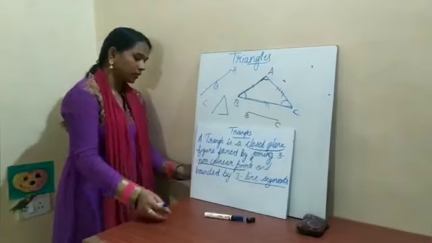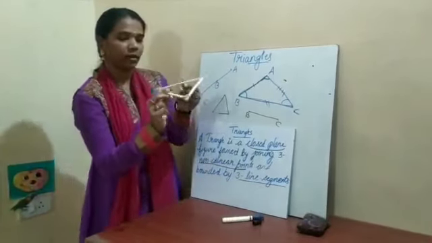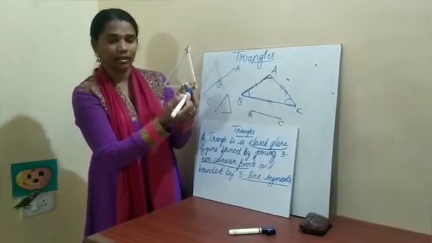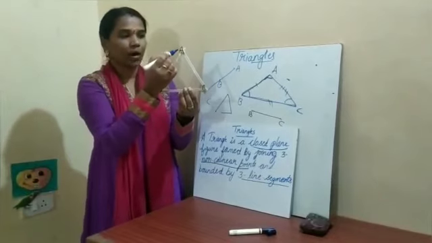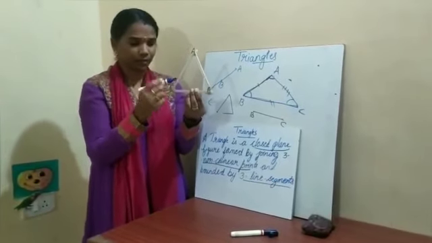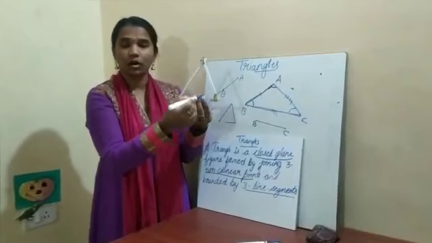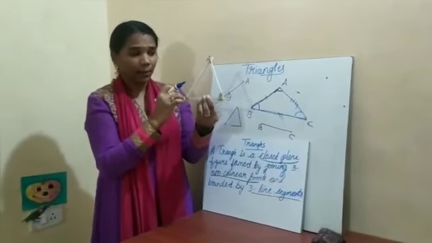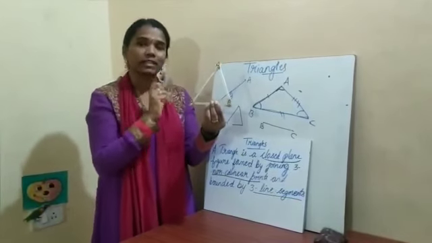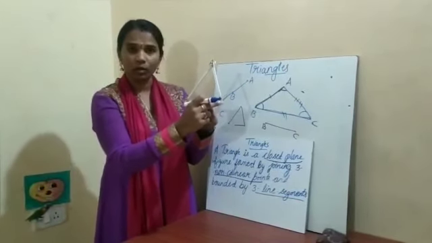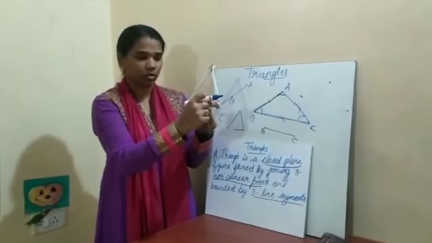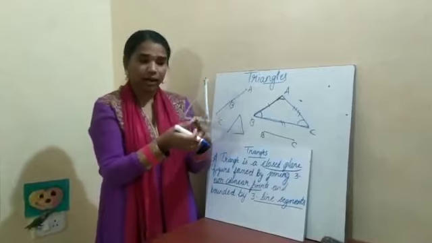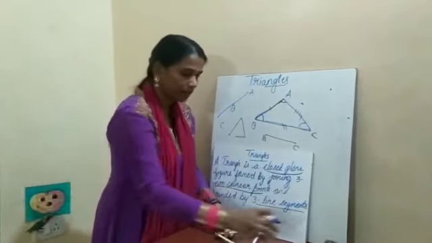Now let's see what the parts of a triangle are. Consider this triangle here. This triangle has 3 points: point A, point B, point C. This point A is also called a vertex. Together A, B and C are called the vertices of a triangle. AB is a line segment, or it is also called a side of a triangle. BC is also one more side and AC is also one more side. So there are 3 vertices, 3 line segments and also 3 angles.